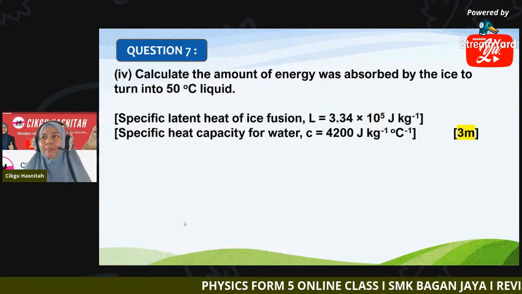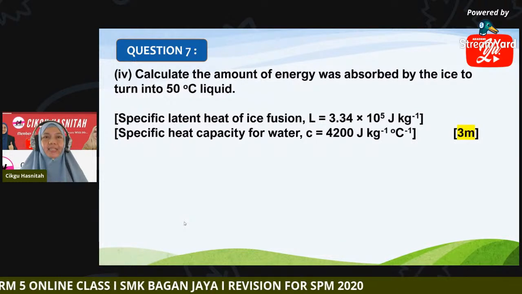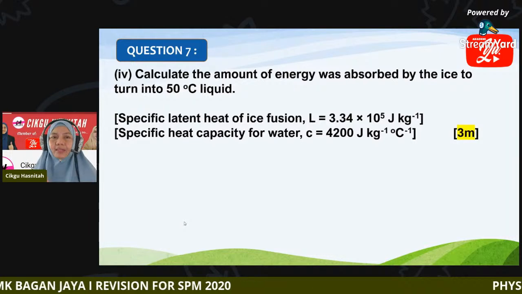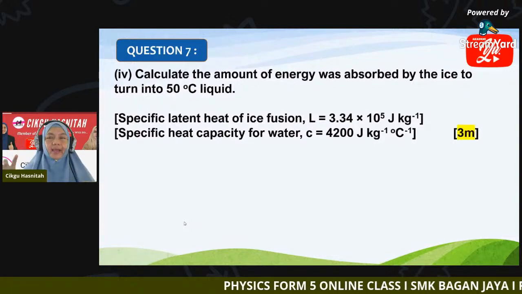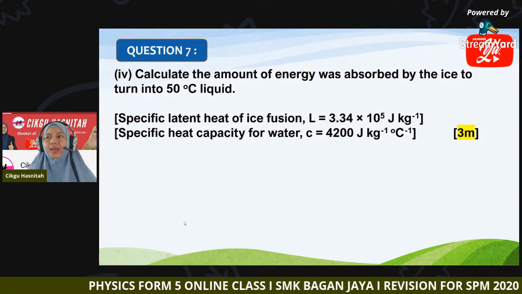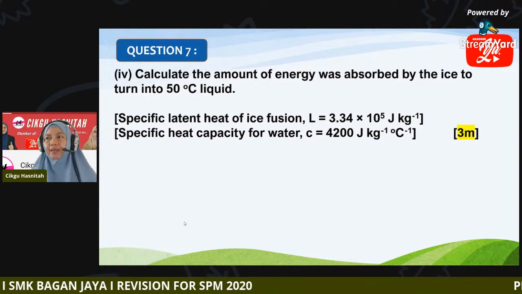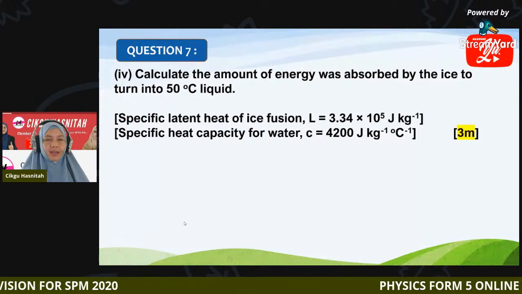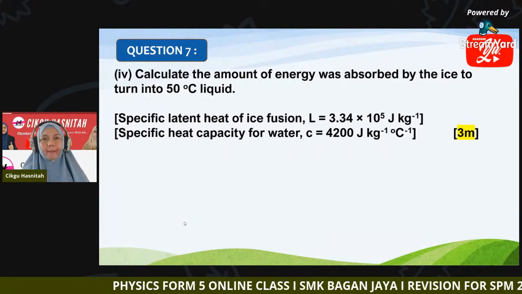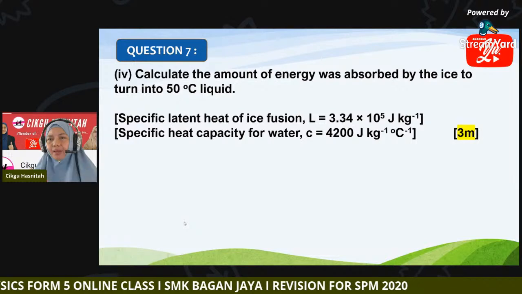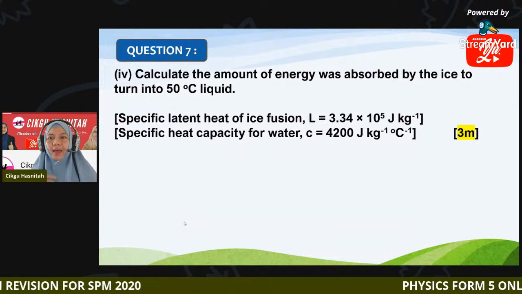Okay, number 4. Calculate the amount of energy absorbed by the ice to turn into 50 degrees Celsius of liquid. I give you a few seconds to deal with this question. You are given the specific latent heat of fusion of ice, 3.34 times 10⁵ joule per kg, and the specific heat capacity of water is 4,200 joule per kilogram per degree Celsius. How to find the amount of energy absorbed?